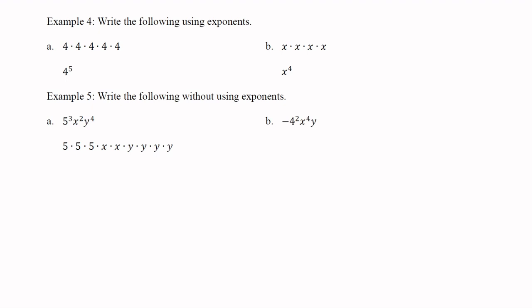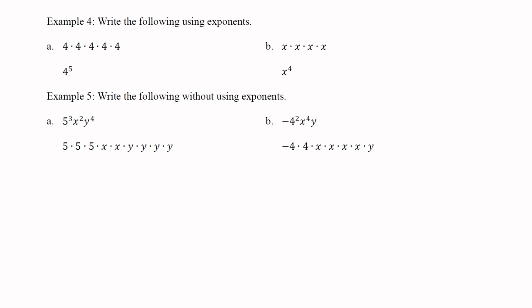Now for b here, this one gets a little trickier because we have a negative 4 squared out in front. Because there's no parentheses around the negative 4, that square only affects the 4. So you're going to have a negative out in front, and then 4 times 4 before you do your 4 x's and your 1 y.